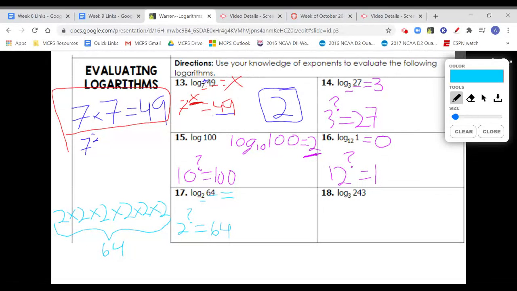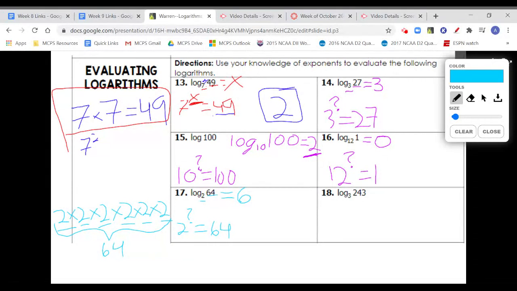So what it took was 2 times 2 times 2 times 2 times 2 times 2, right? That is a total of how many 2's? 1, 2, 3, 4, 5, 6. 6 2's. I had to multiply 2 times itself 6 times to get to 64. So the exponent, this question mark, is essentially 6. And what that tells me is that that is the answer of my logarithmic expression.